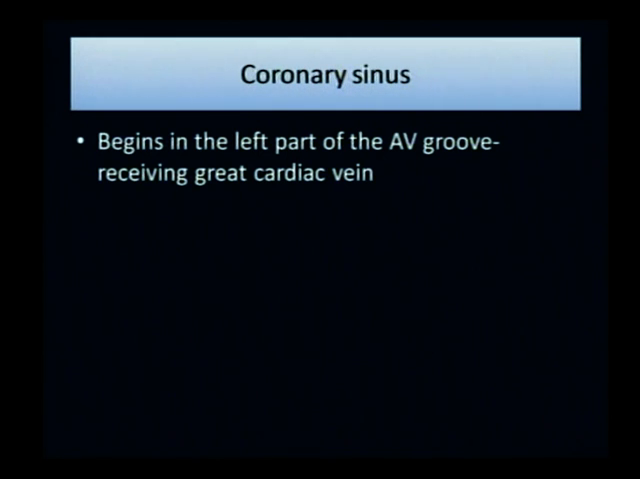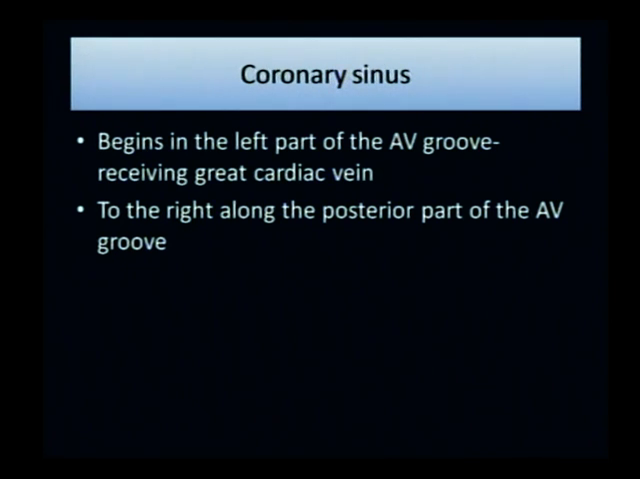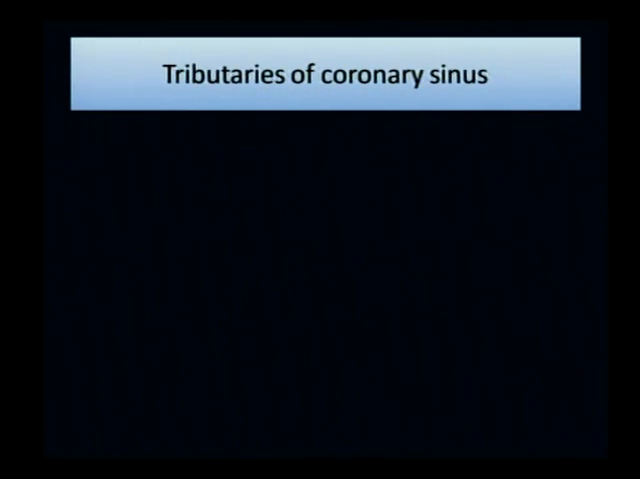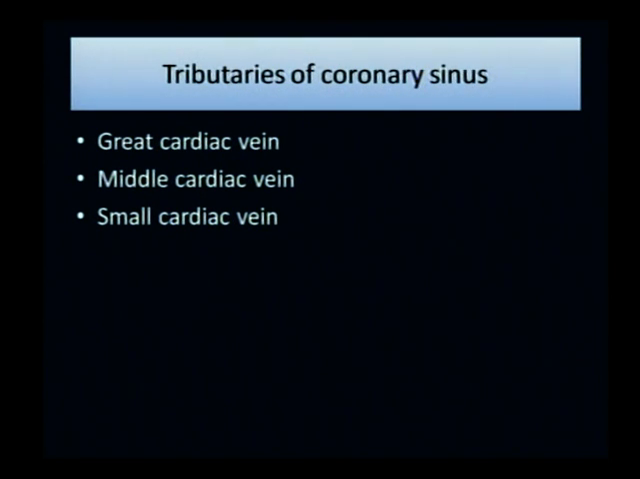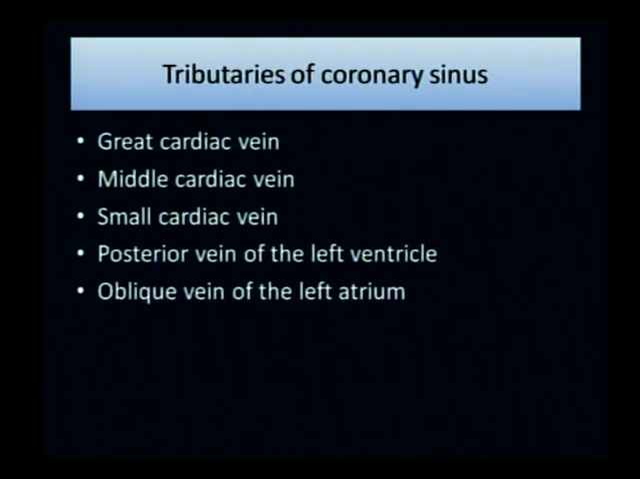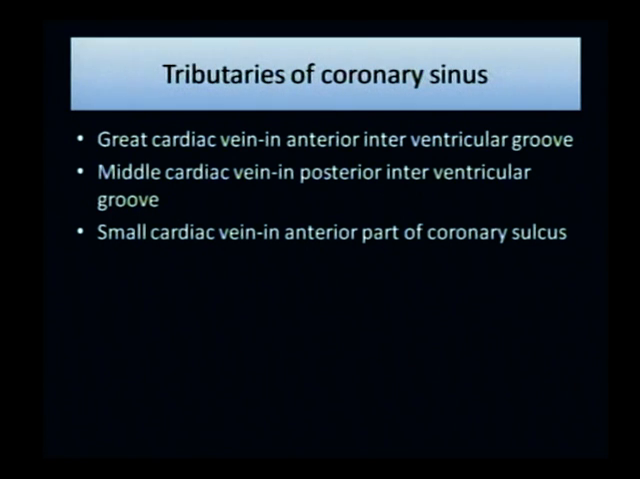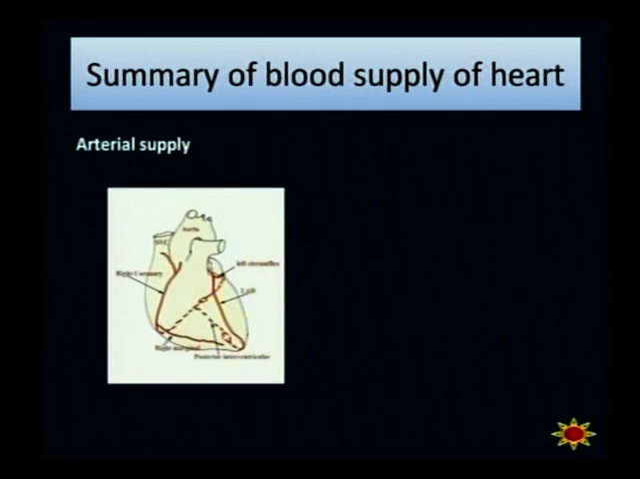It begins in the left part of the AV groove, receiving the great cardiac vein, and runs to the right along the posterior part of the AV groove, then reaches the sinus venarum of the right atrium. Tributaries of the coronary sinus are the great cardiac vein, middle cardiac vein, small cardiac vein, posterior vein of the left ventricle, and oblique vein of the left atrium. The great cardiac vein lies, as we told already, in the anterior interventricular groove. The middle cardiac vein lies in the posterior interventricular groove. The small cardiac vein lies in the anterior part of the coronary sulcus.